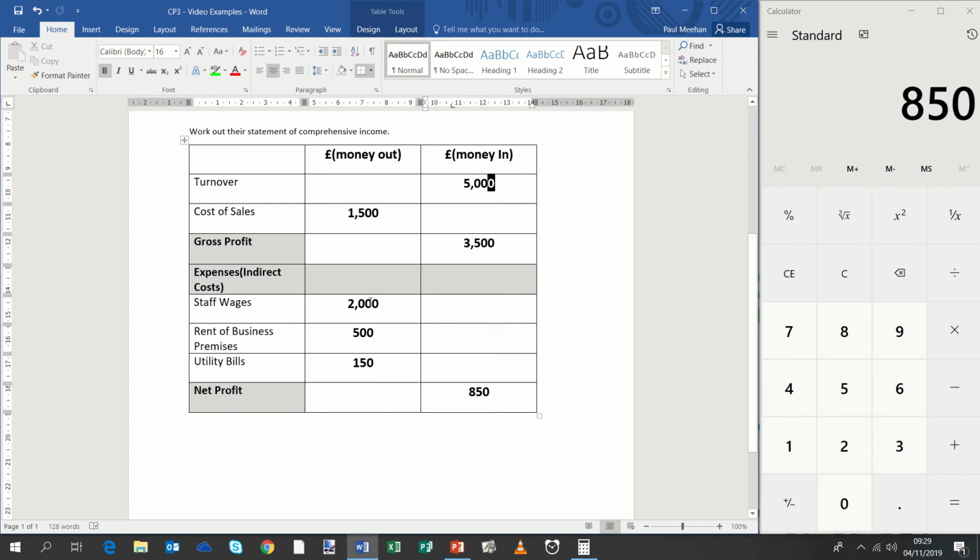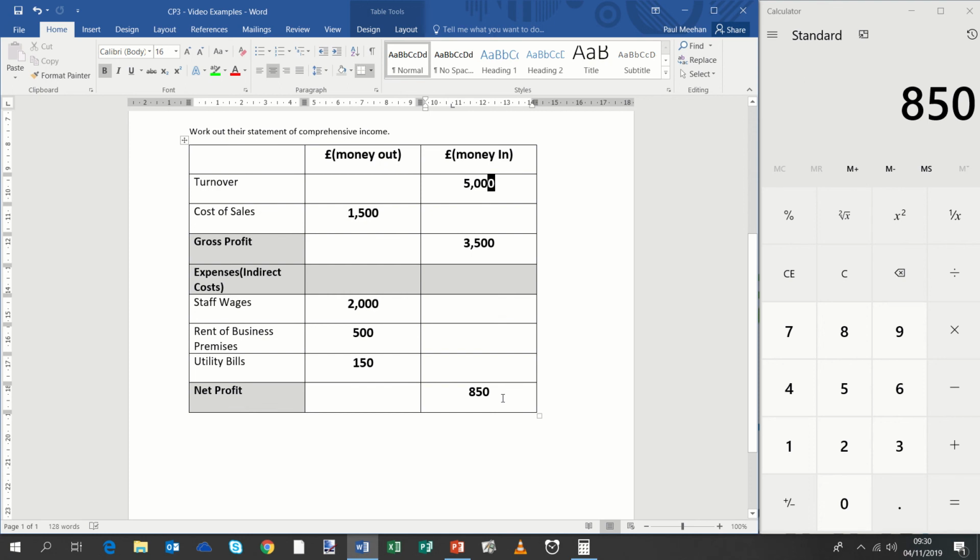So they had to pay their staff some wages. They had to pay for rent of the business premises, that means the building, and they had to pay for utility bills. Okay, so they had to add all these together, which gave them 2,650 in terms of expenses. That's more money they've got to spend, and that had to be taken out from the gross profit. So we minus that 2,650, which is what all these add together as, from this. So we minus that figure from this, and we're left with £850 net profit.